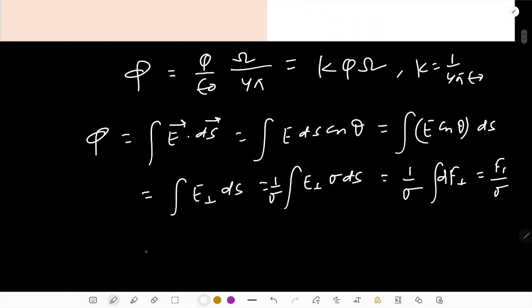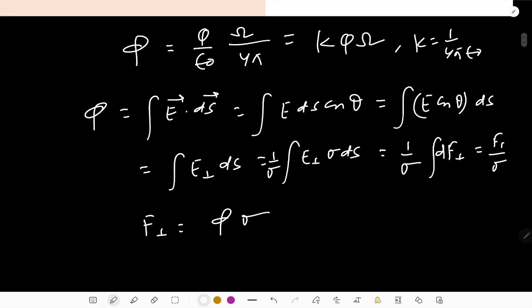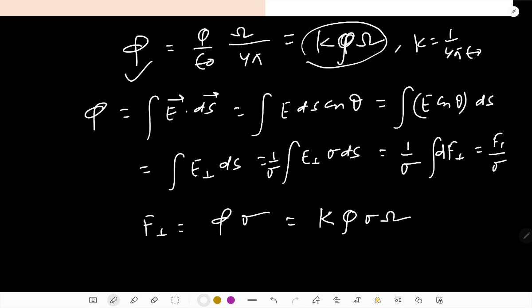And so F perpendicular you are always going to find as phi multiplied by sigma, and phi is what we already calculated. This was Q basically. This is Q and this is phi. So you can write it as K Q sigma times the solid angle.